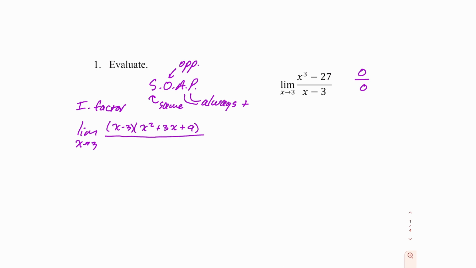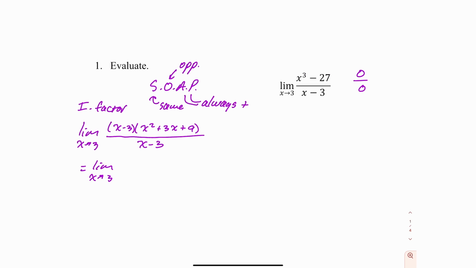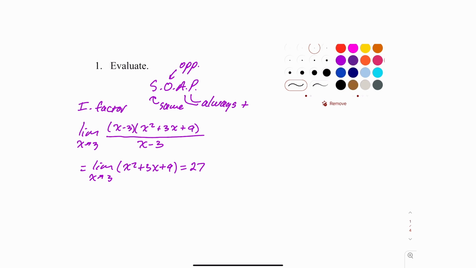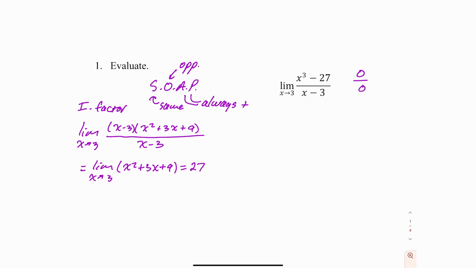All right, divided by x minus 3. We can cancel, so this will be the limit as x approaches 3 of just x squared plus 3x plus 9, which if we plug in is 9 plus 9 plus 9, which is 27. Okay, so that's option 1. Option 2. I'm going to try to vary up the colors here. I'm not really good with colors, so here we go.